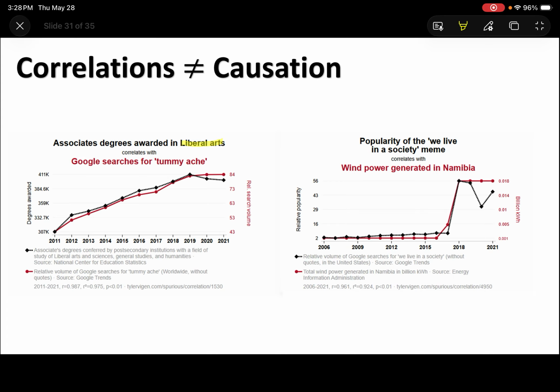So just because two variables have a relationship, and that relationship might be strong, does not mean it's a cause and effect relationship. They're not causing and affecting each other. We're simply looking at the relationship.